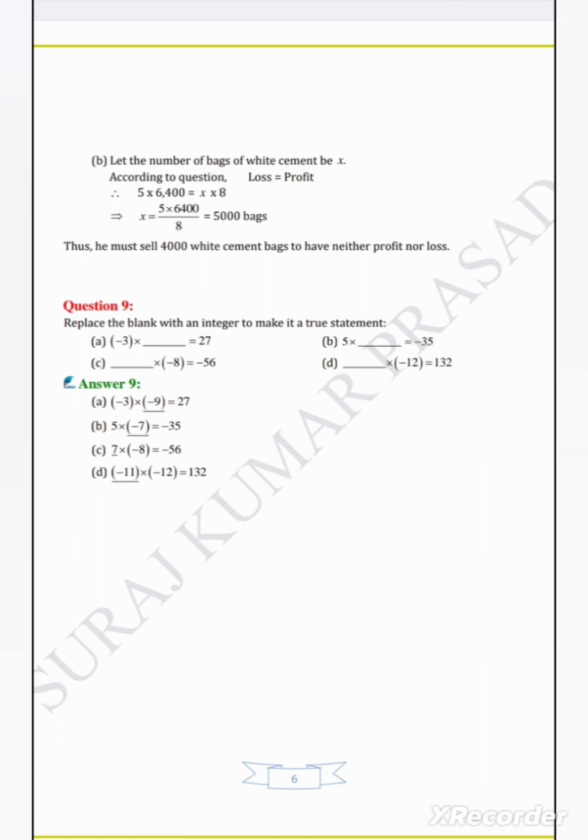And D. Blank into minus 12 is equal to 132. Let's see the question first. In the question, a negative integer is given and the answer is a positive integer. As we know, only if we multiply both negative integers do we get the answer as a positive integer. So 11 into 12 is exactly 132. So if we multiply both negative integers, I mean minus 11 into minus 12, it is equal to 132.